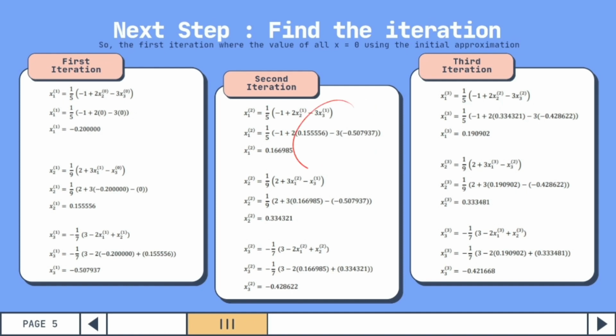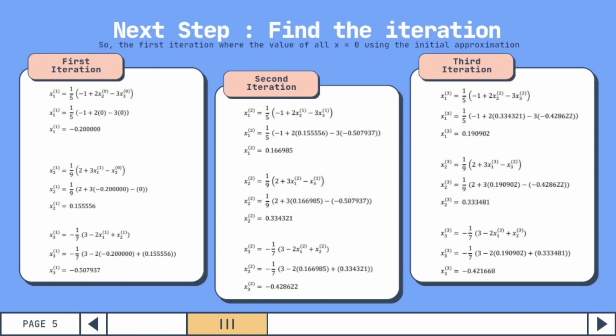We continue the iterations until the values converge to one value, and then we stop the calculation so that we can conclude the values of x1, x2, and x3. Since we cannot get the answer in the first iteration, we move to the second iteration.